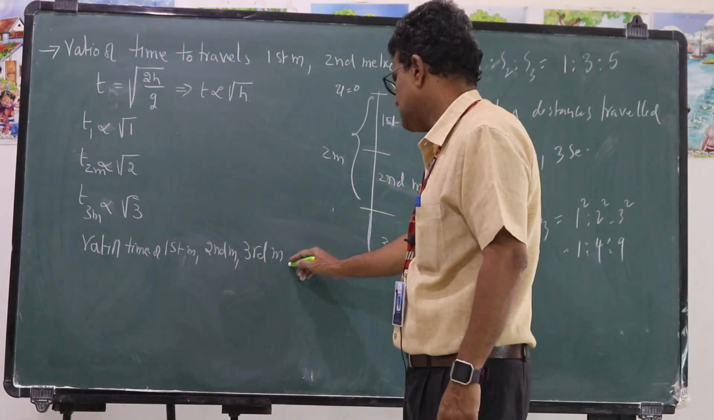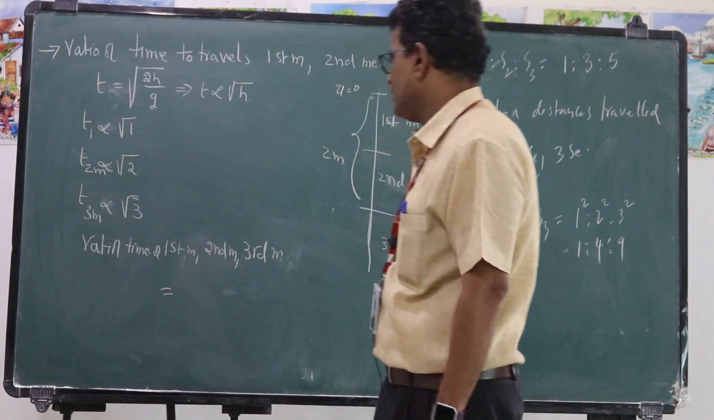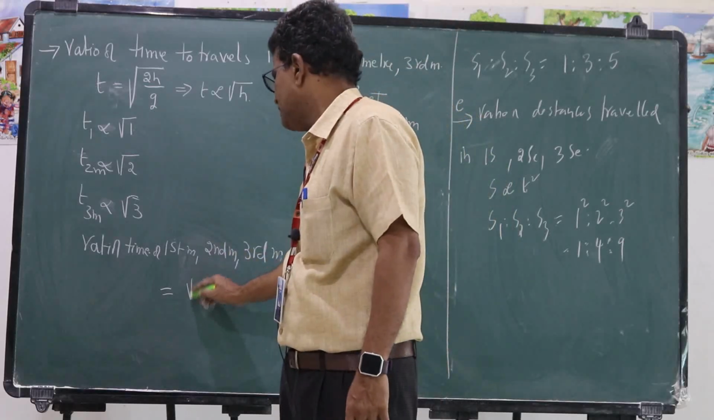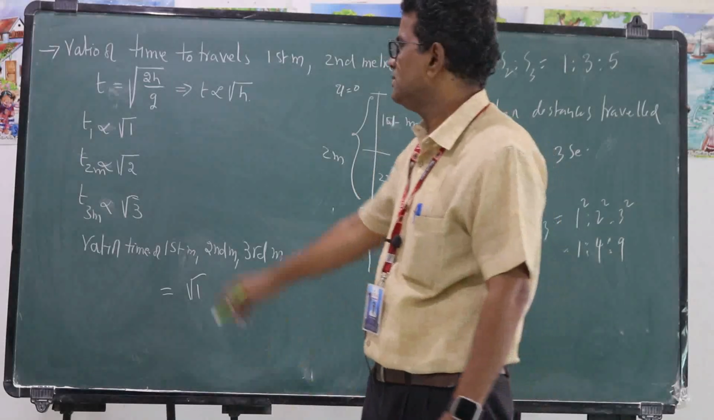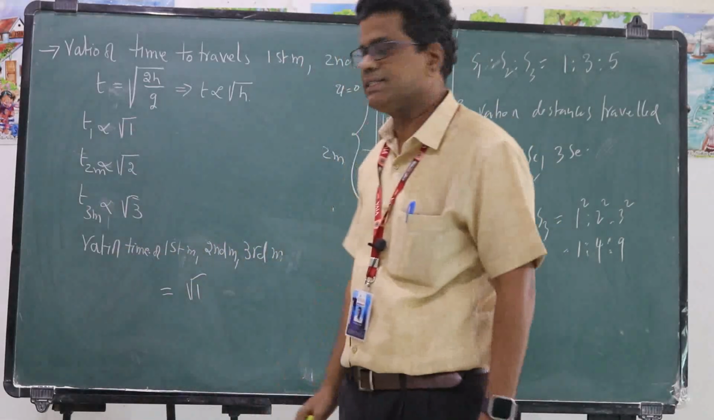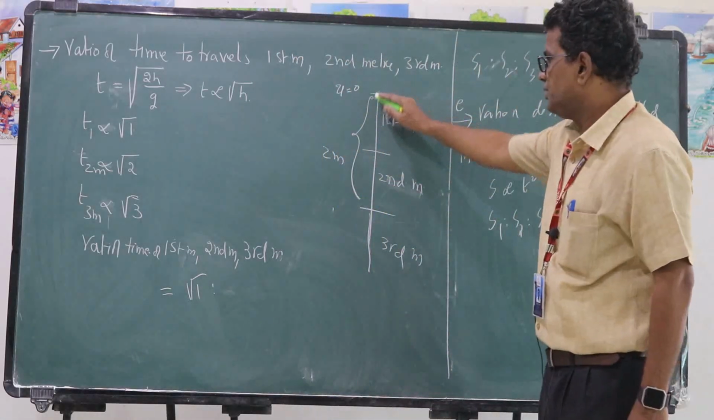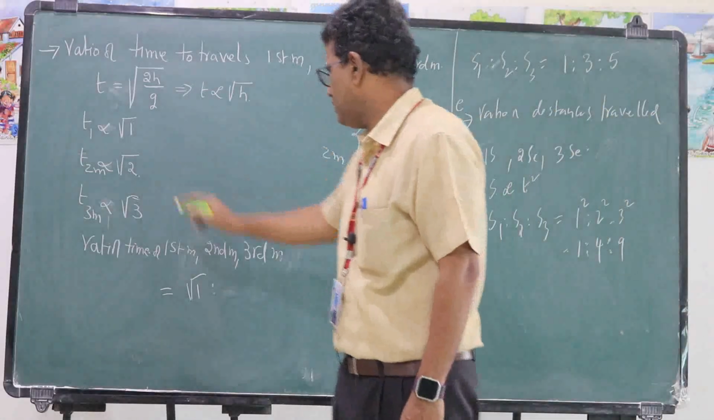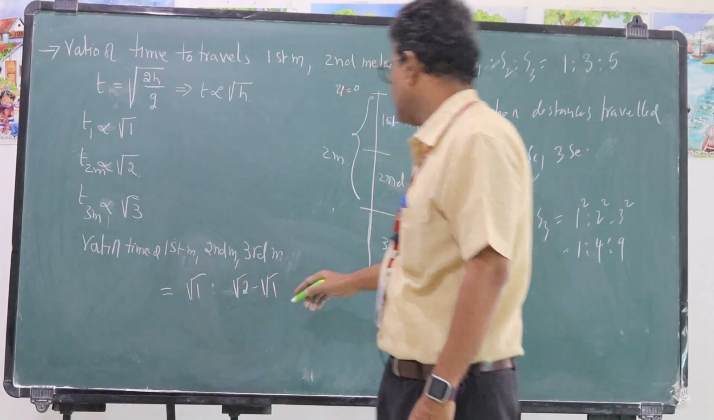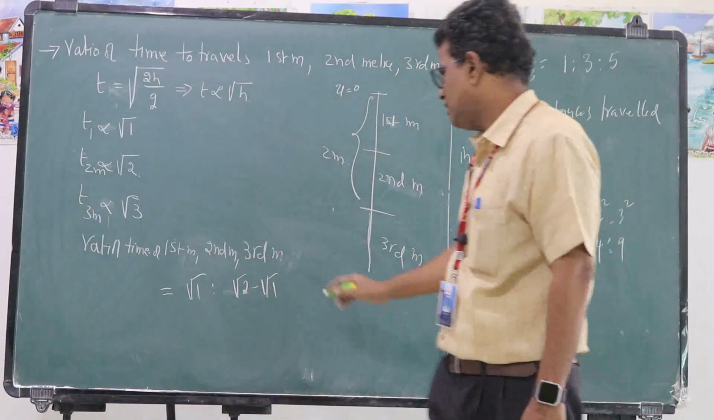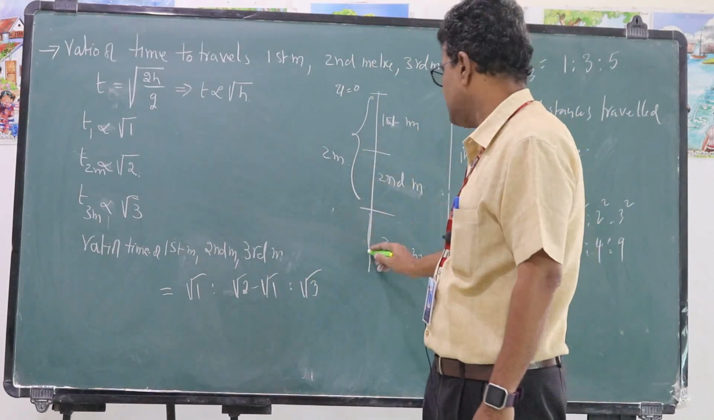So what will you get? I will write here. First meter it will take root 1. In ratios the common term gets cancelled, so this proportionality term gets cancelled. For the second meter, total for 2 meters it will take root 2, so you subtract: root 2 minus 1. For the third meter, for 3 meters it will take root 3.